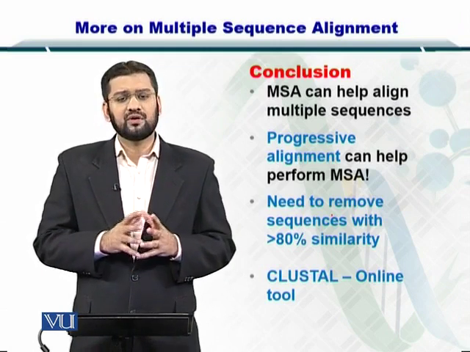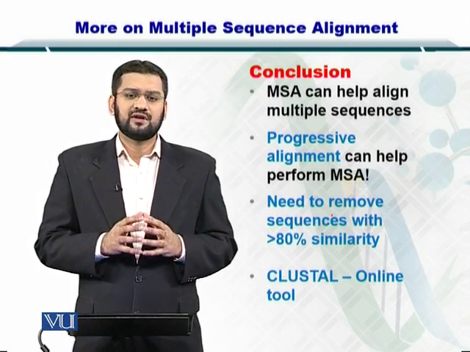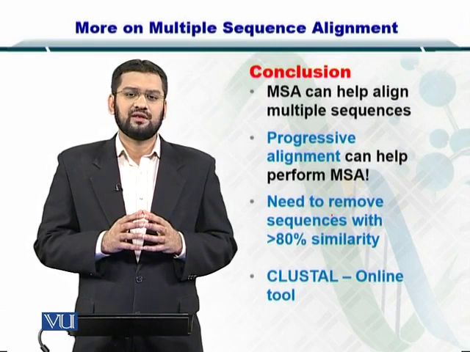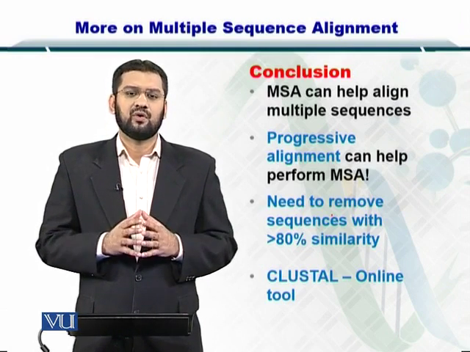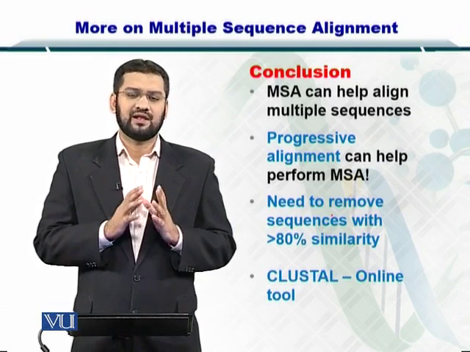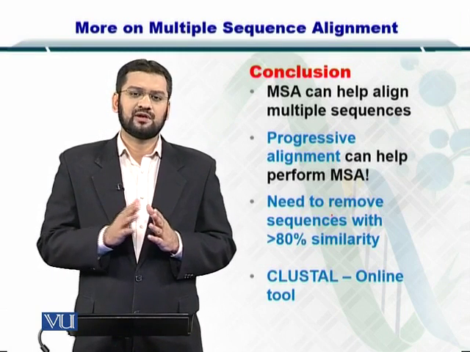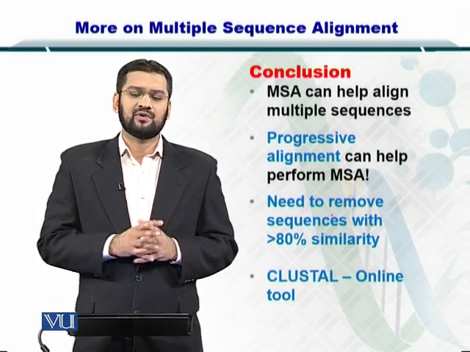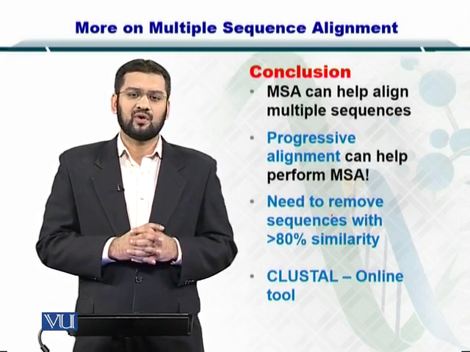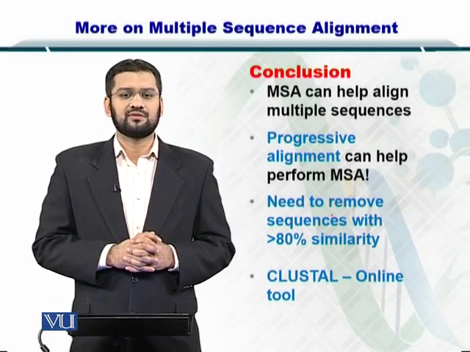An important thing to remember in this regard is that you need to consider only those sequences that are divergent or different from each other by less than 80%. So if you have two sequences that are similar to each other more than 80%, then you don't want to do that because this will create a bias towards these two sequences.